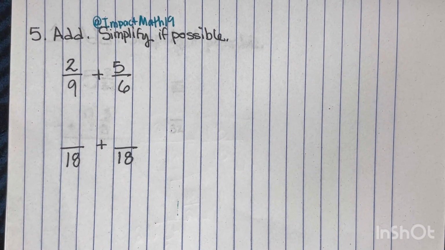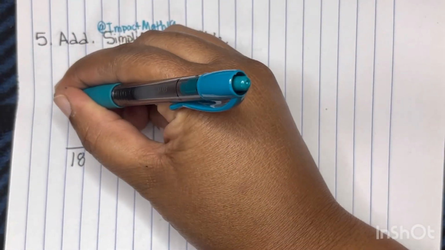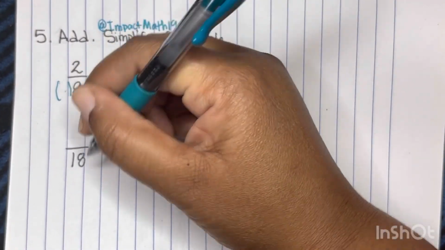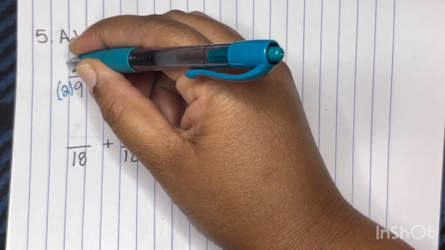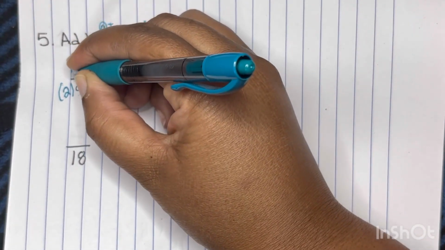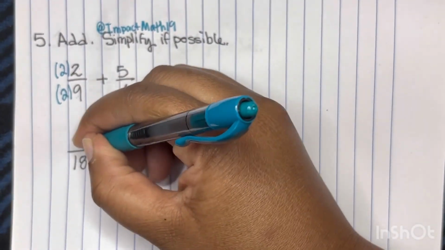Add and simplify if possible. Alrighty, so we have 2 9ths plus 5 6ths. Our common denominator is 18. So we're going to ask ourselves, 9 times what number gives us 18? Well, 9 times 2 gives us 18. And what we do to the bottom, we must do to the top. So 2 times 2 is 4.